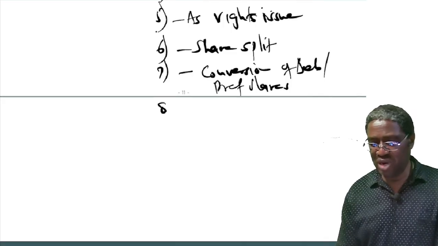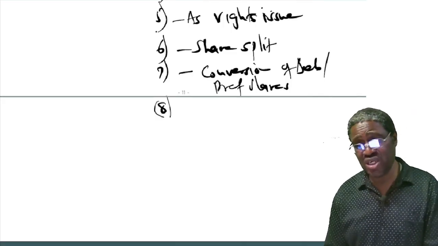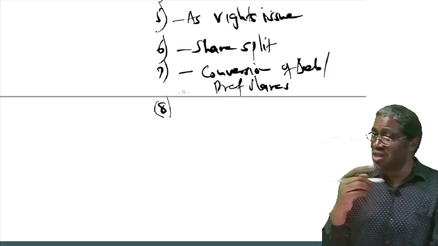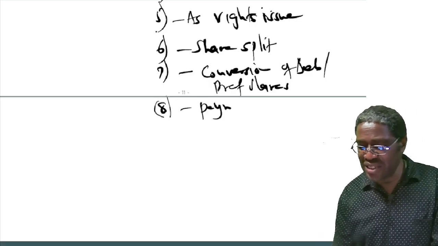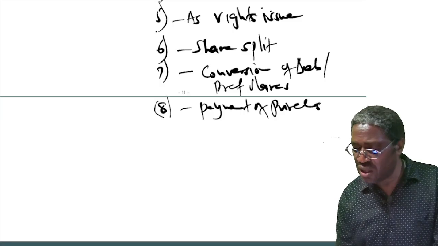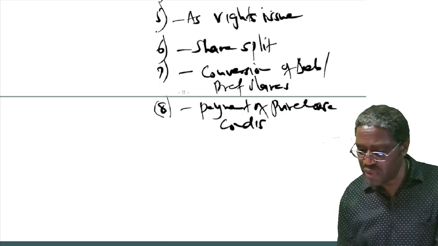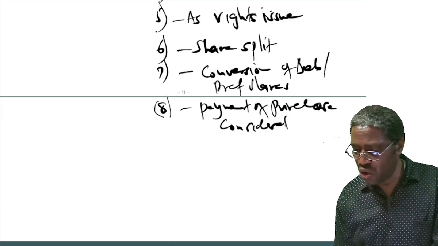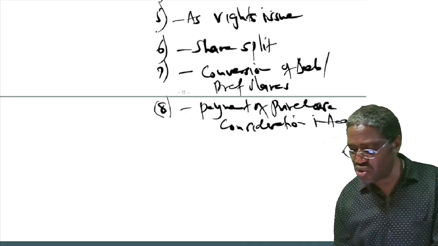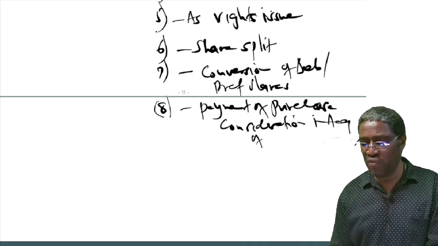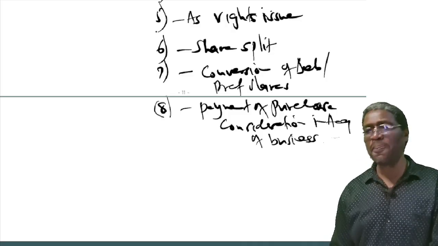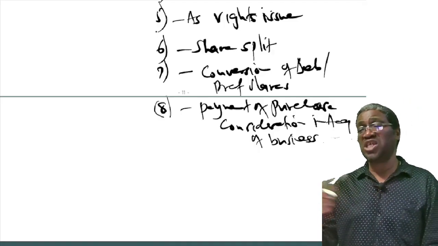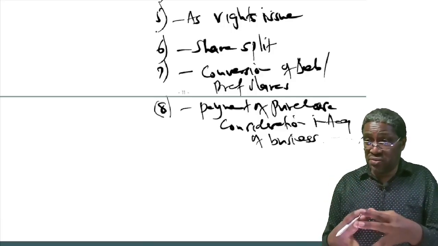What are the rules? Number 8, another thing that could have taken place during the year and which can affect the number of shares is when your company issued maybe another 1 million shares as a payment of the purchase consideration in acquisition of a business. You know this, for example, when you are buying a company, you are supposed to pay them whatever is what we call the purchase consideration.